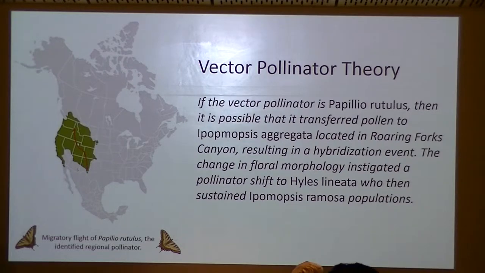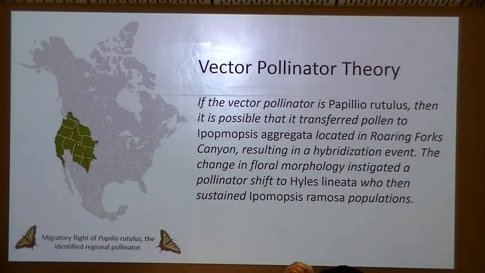And so that's where we look back at our pollinator here. Keep in mind that we only saw it one time. And so what does that mean? Well, what we're theorizing is that this tiger swallowtail probably brought in the first pollen donor, and it came from an unknown area, somewhere outside of the Four Corners region. And it just happened to leave this pollen in Ipomopsis aggregata, subspecies aggregata, in Roaring Forks Canyon, and the first specimen came about. But this is where our Hyles lineata comes into play.